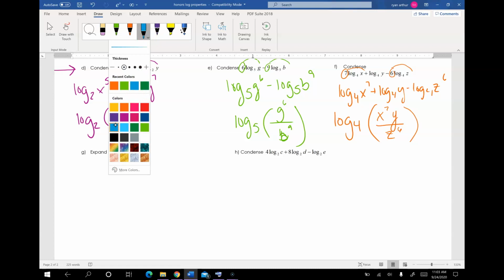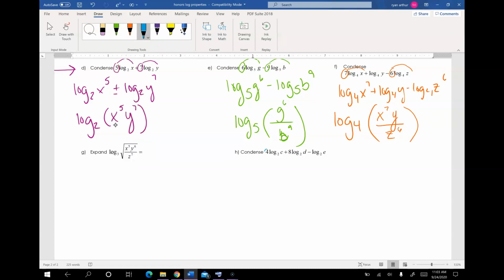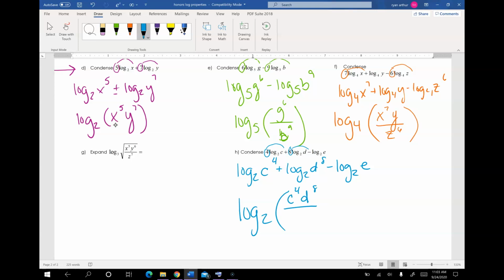Next, so another condense. Before we can condense it to one, we've got to take these numbers and make them exponents. So now I have log base 2 of c to the 4th plus log base 2 of d to the 8th minus log base 2 of e. Again, we're going to handle it like we handled the one before it. It goes down to one log. Open up a parentheses. We're adding the first two logs, so we're going to say c to the 4th times d to the 8th. And then we hit subtraction, which means we're going to divide by that e. And that's your answer. Okay?